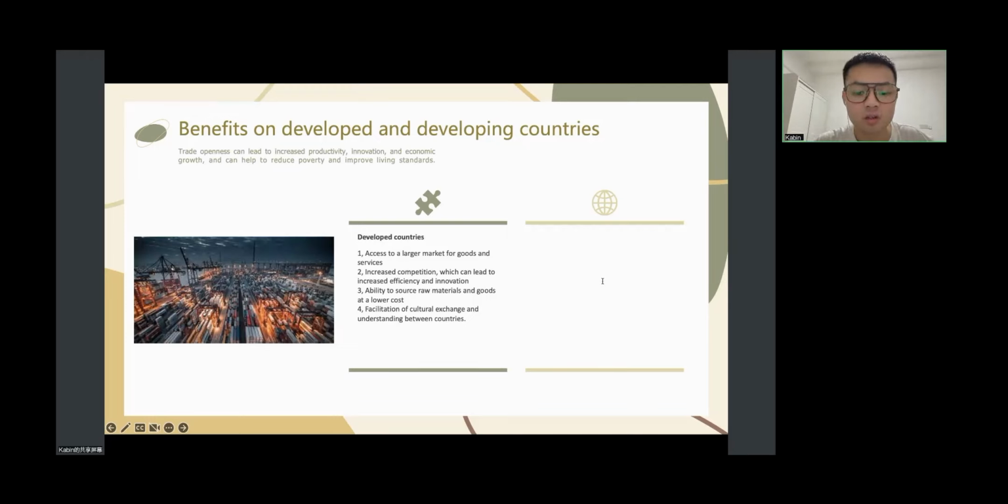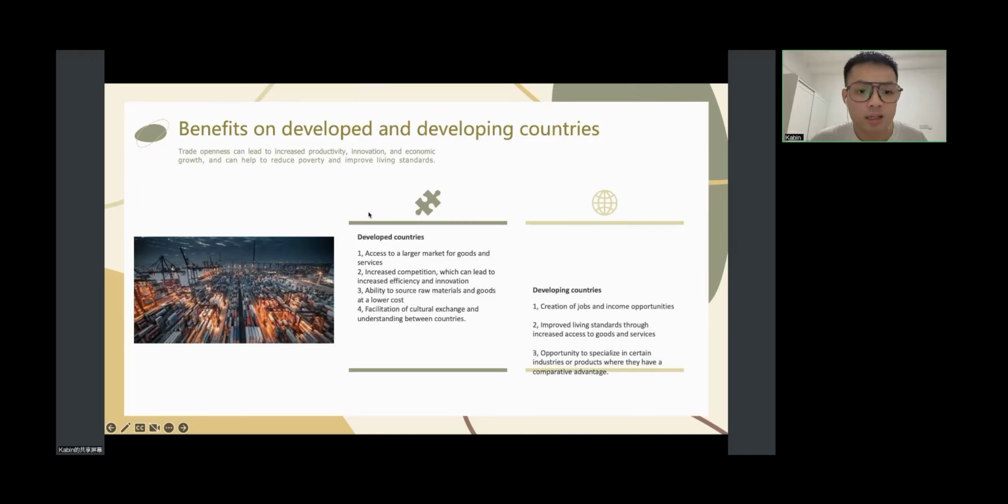The third one, ability to source raw materials and goods at the low cost. Developed countries can import raw materials and goods from other countries at a lower cost than if they were to produce them domestically. The last one, facilitation of the cultural exchange and understanding between countries. Global trade can facilitate cultural exchange and understanding between countries as people from different countries interact and learn from one another through business and trade.